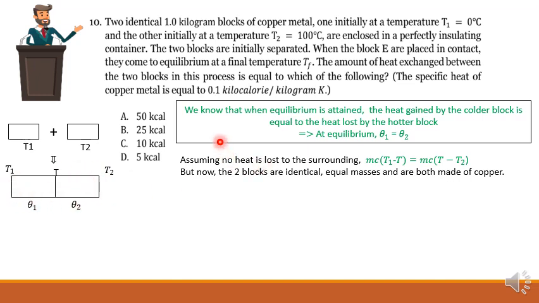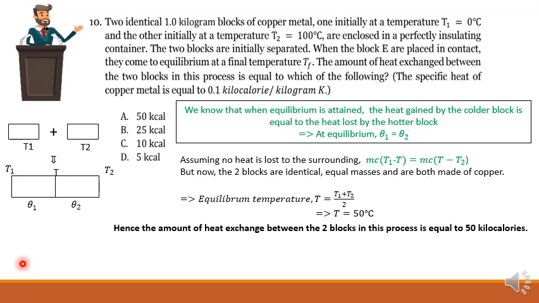Therefore, I am free to say that there is no heat lost to the surrounding, meaning that all the heat that has been lost by the hotter block is gained by the colder block, and nothing is radiated. Now at equilibrium temperature, we are simply going to have the sum of the temperatures divided by 2, because there is no heat lost.